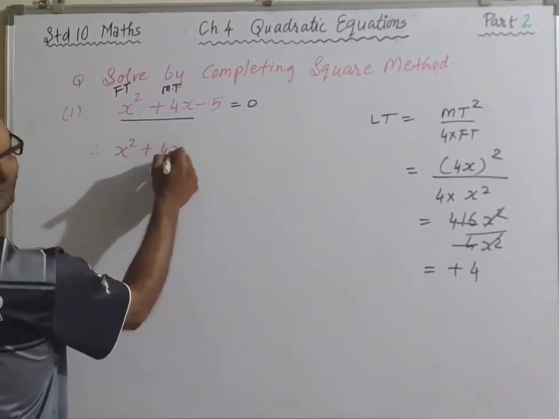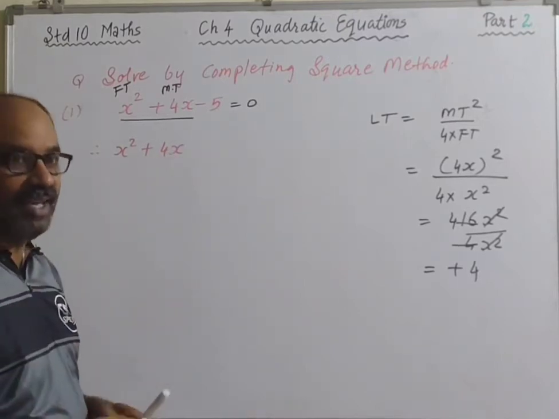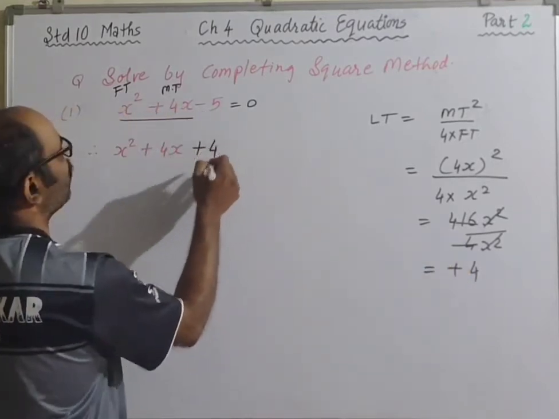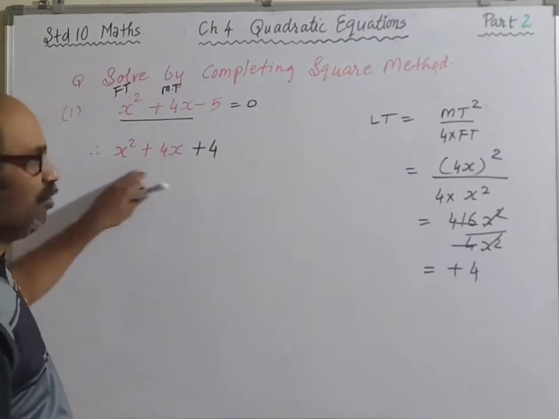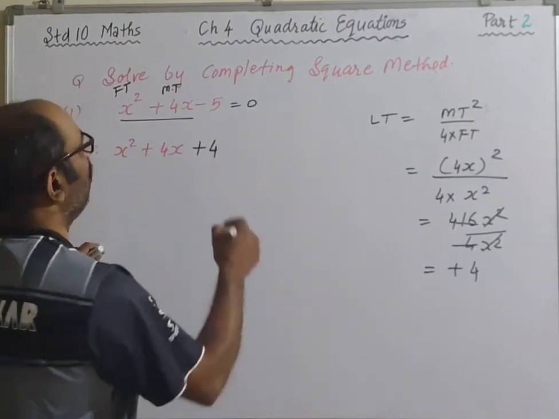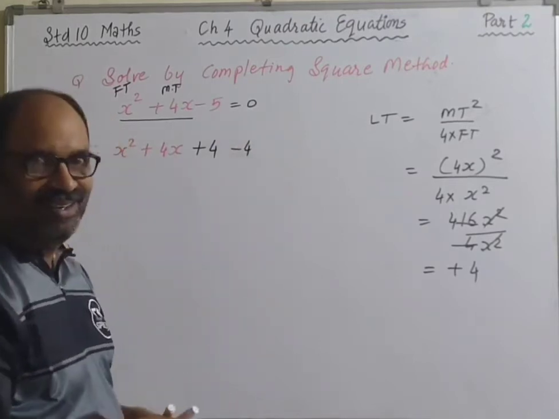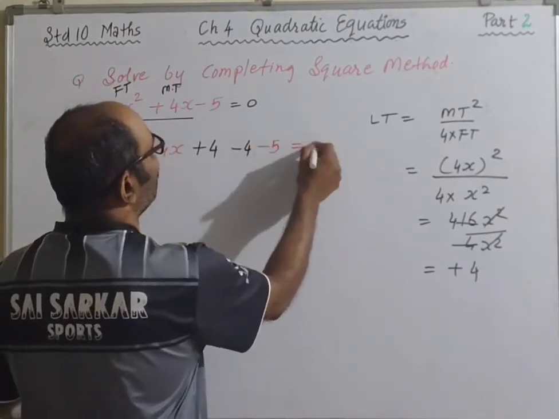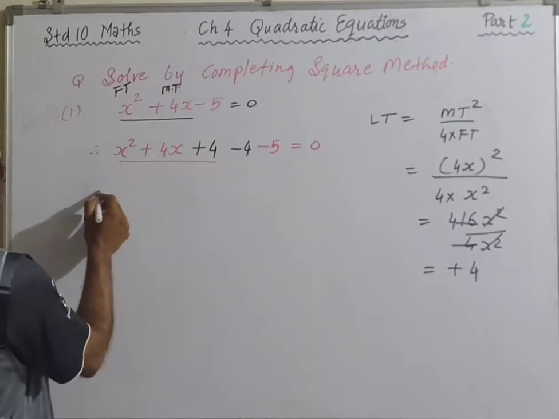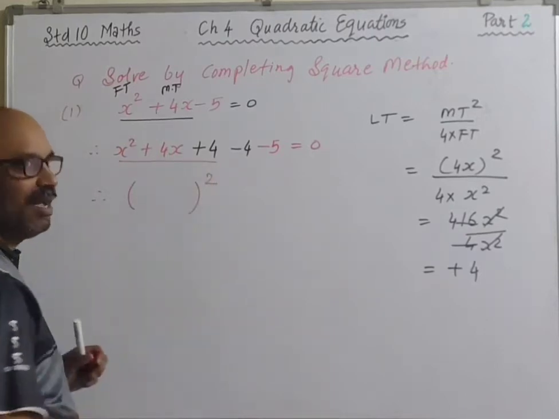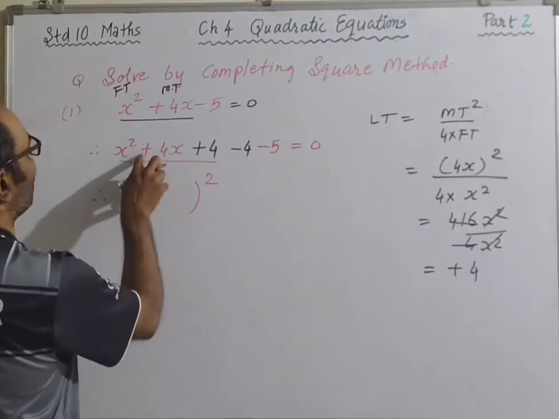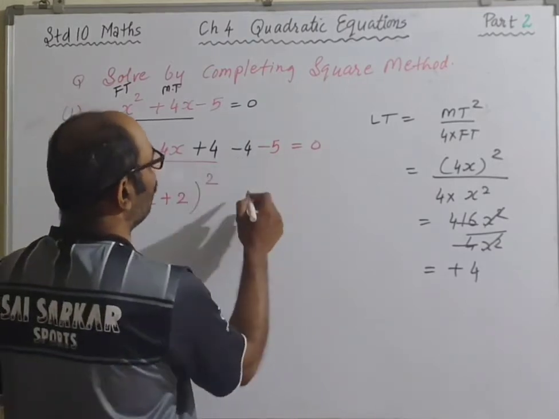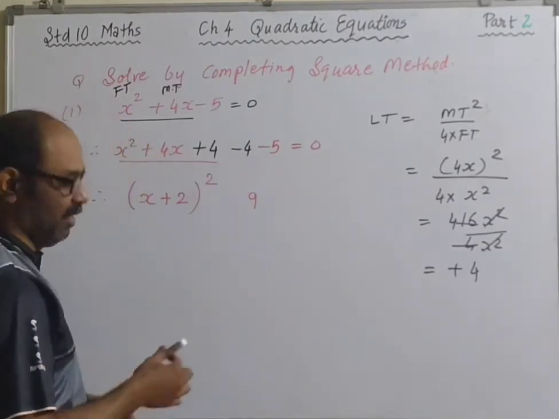Therefore, x square plus 4x. I have written only the first two terms. And what do I want? Plus 4. So I am writing plus 4 to make it a perfect square trinomial. So this trinomial has become a perfect square. But if you are adding 4, subtract 4 as well. Okay. And then you take this minus 5, which is already there, is equal to 0. Now this is a perfect square trinomial. So you can write the whole square: square root of first term x, sign of the middle term plus, and square root of 4 is 2.